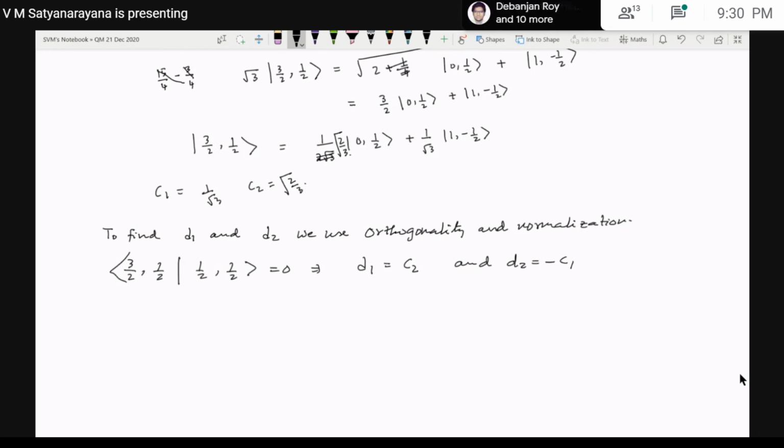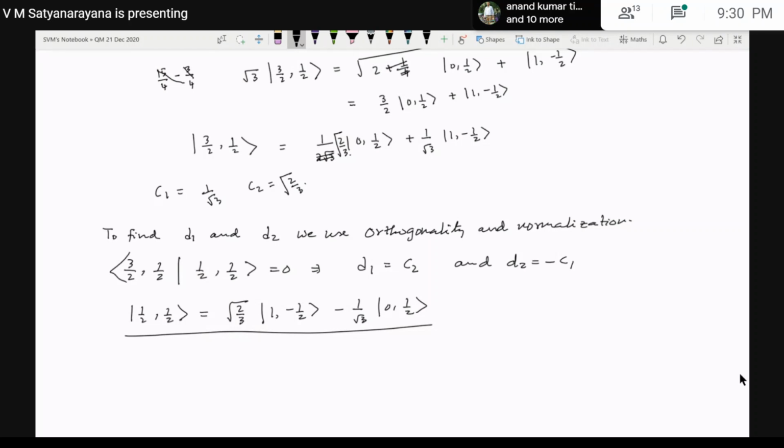So you have half comma half is equal to root 2 by 3, 1 comma minus half minus 1 by root 3 into 0 comma half. Okay, so I have evaluated E1 and E2.